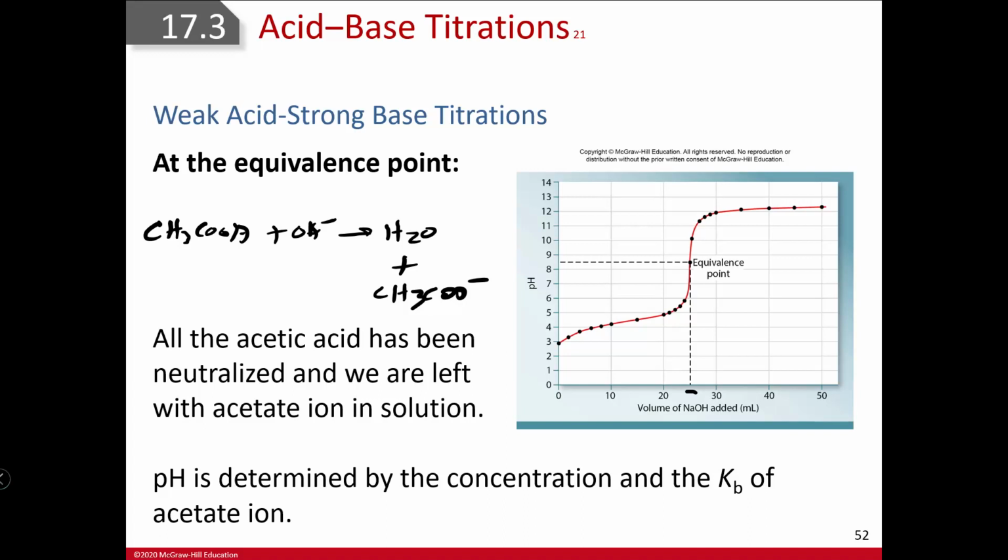All right, so it says all the acetic acid's been consumed or neutralized, and we are left with just the acetate ion, and the pH is determined by the concentration and the Kb of the acetate ion. So we've seen this, but let's reiterate it. So you're going to take the acetate ion and you're going to react that with water.